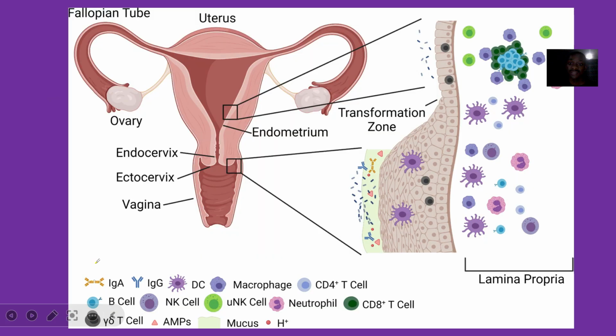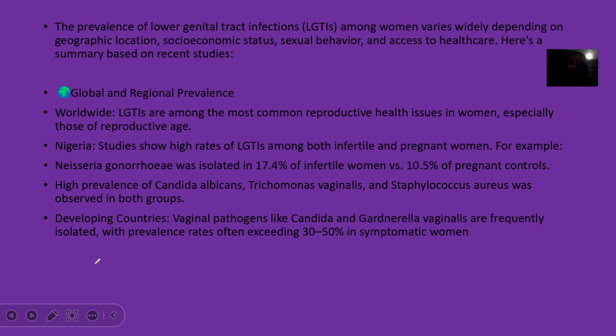So for lower genital tract infections, we said that the prevalence actually varies widely. This depends on where the people are staying, on their socio-economic status, and also on sexual behavior and whether these people have access to healthcare or not.